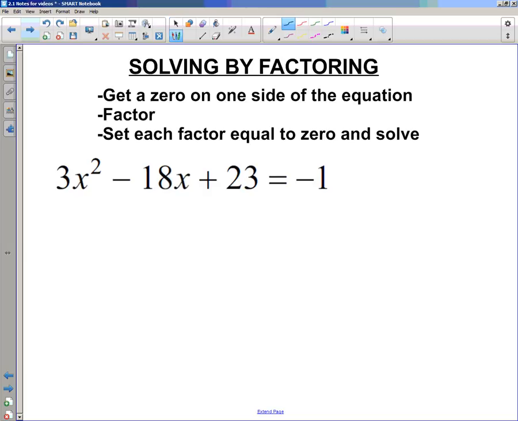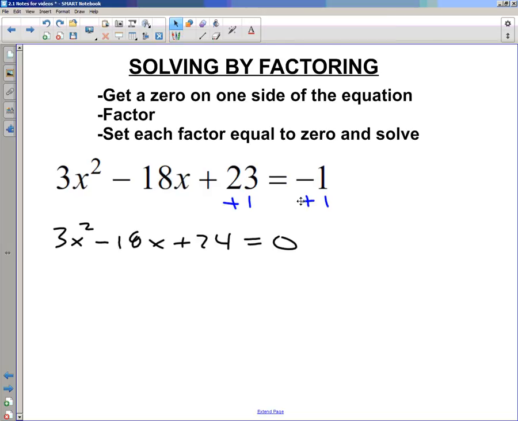We need to start by getting a 0 on one side of the equation. So I'm going to get rid of this -1 by adding 1 to both sides. And that's going to leave us with the equation 3x squared minus 18x plus 24 equal to 0. So we have just done step 1 here. We got a 0 on one side of our equation.